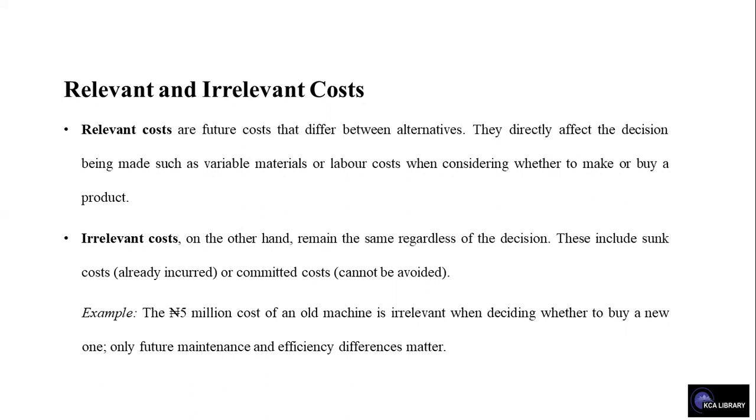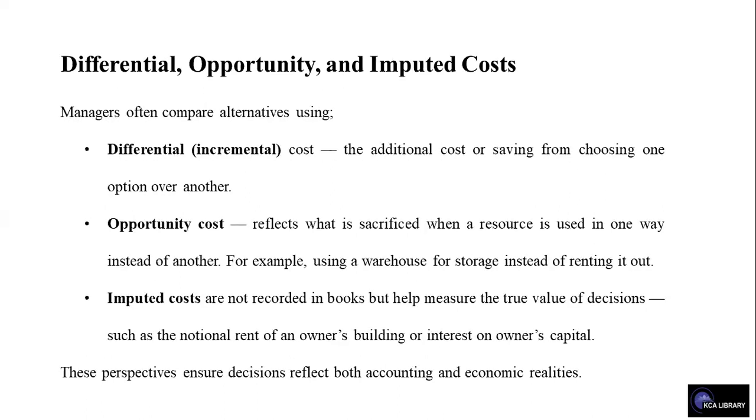This includes sunk cost, which is the cost that has already been incurred, or committed cost, which is that which cannot be avoided. An example of this is that the 5 million naira cost of an old machine is irrelevant when deciding whether to buy a new one. Only future maintenance and efficiency differences matter in this regard.